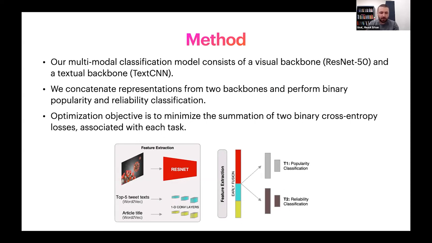So our multimodal classification model consists of a visual backbone that encodes the image and a textual backbone which consists of two separate text CNNs to encode tweet text and article title. As tweet text, we use the concatenation of top five user-generated tweet text sharing the article based on the engagement statistics. Lastly, we concatenate representations from two backbones and perform our tasks of interest.